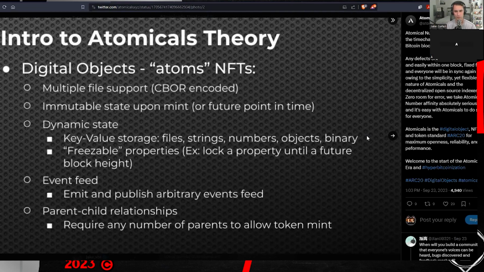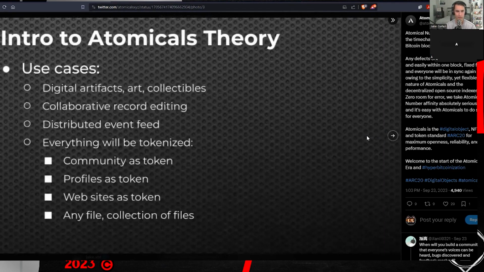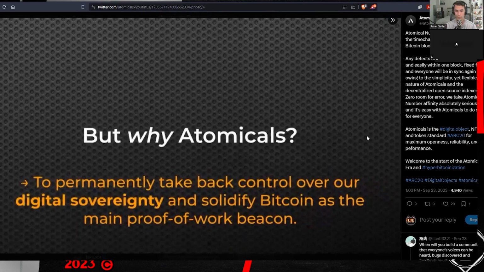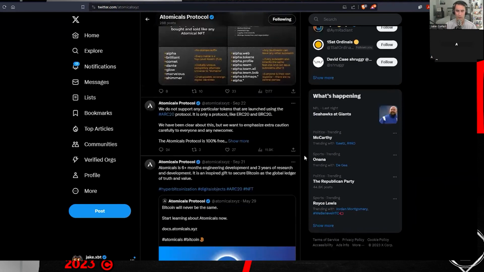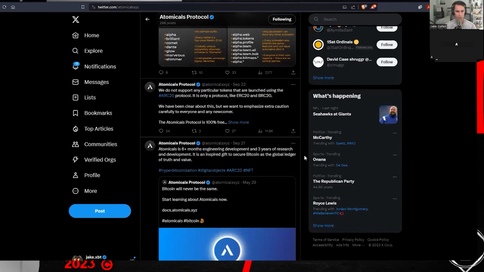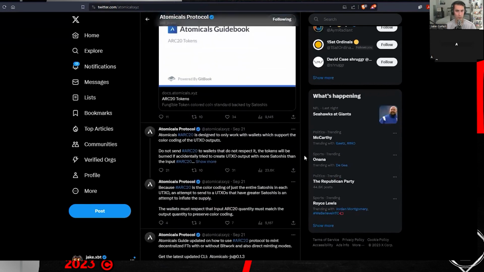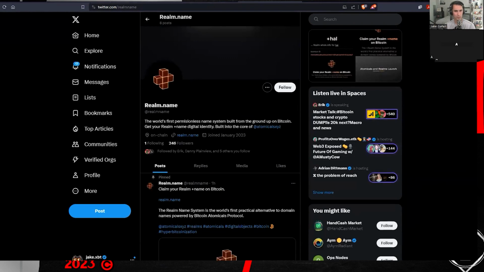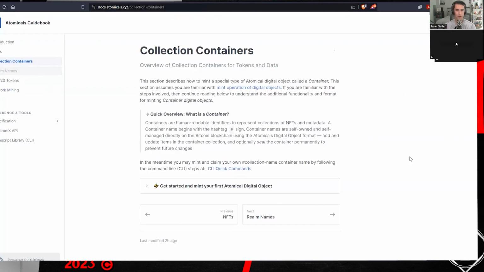Yep. And as you've perfectly outlined, there's a dynamic state, there are freezable properties, there are parent-child relationships, right? Very similar terminology between ordinals and the Ethereum ecosystem. Everything will be tokenized: communities, tokens, profiles, websites, etc., which is also another saying in the ordinal ecosystem, that everything will be tokenized, or they're going to build everything on Bitcoin in terms of recursive inscriptions and so on and so forth.